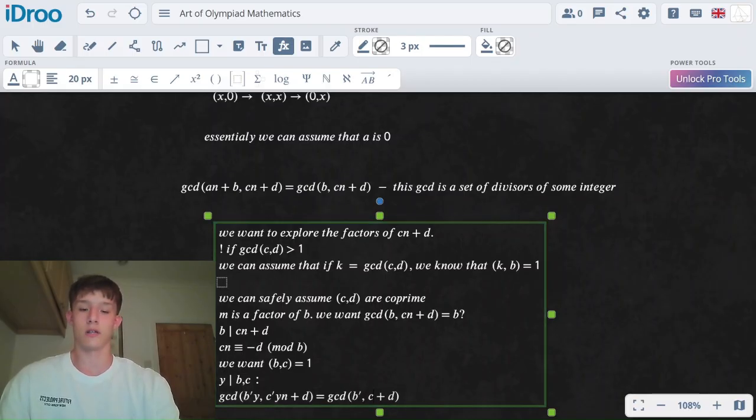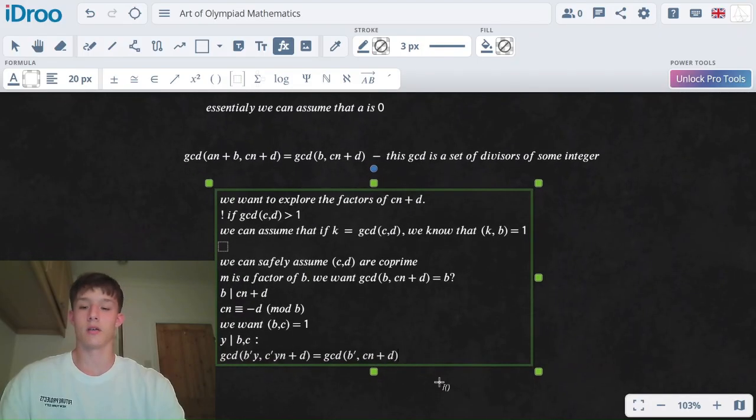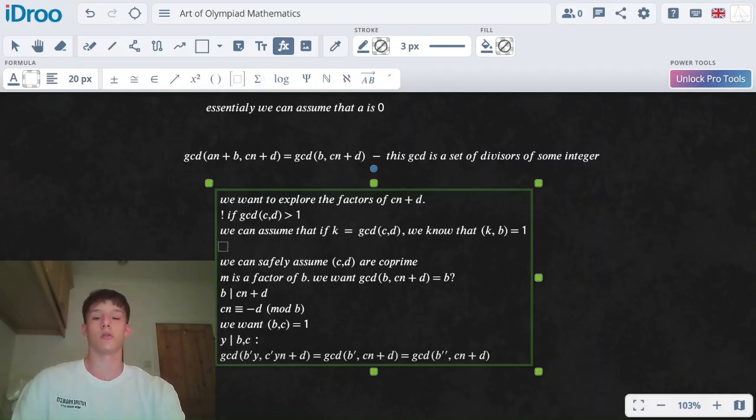And now we know that since C and B share only y as their common factor, B prime is coprime to C. Well, B prime is less than B, and so essentially we can go on to the GCD in a similar fashion with Cn plus D, where B prime decreases. It always should be a positive integer, so at some point this will turn into one.